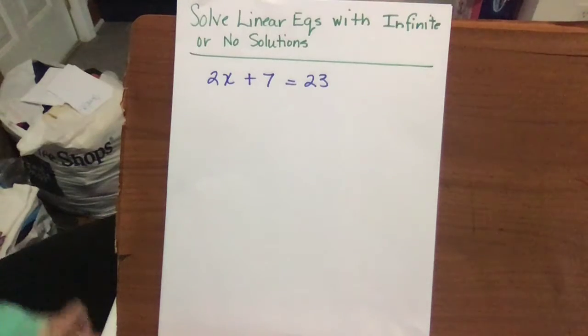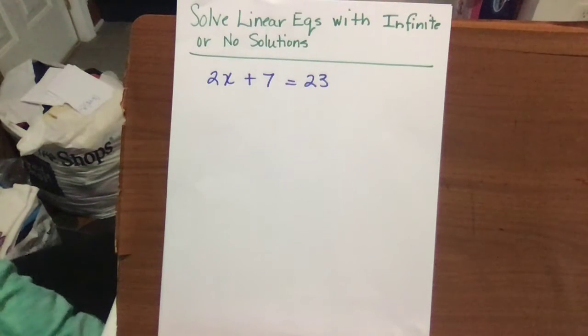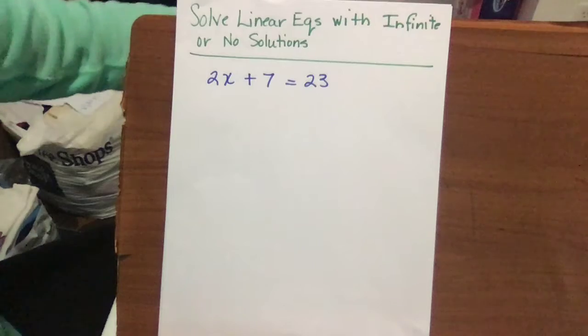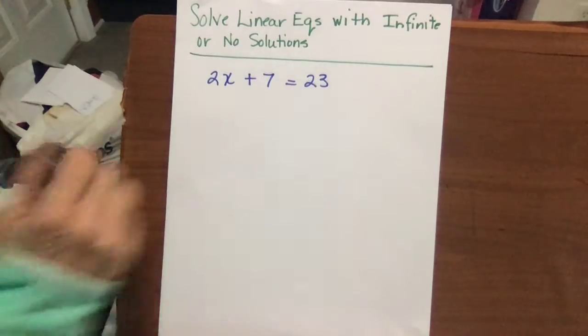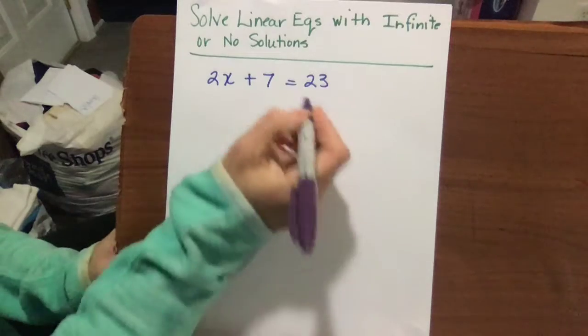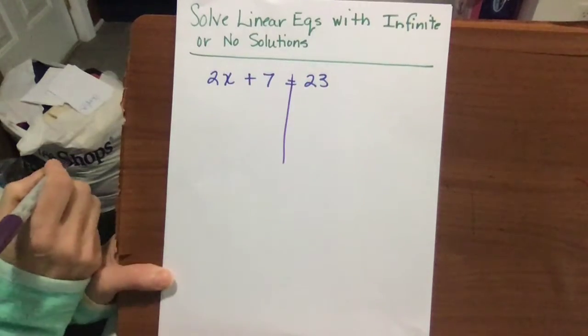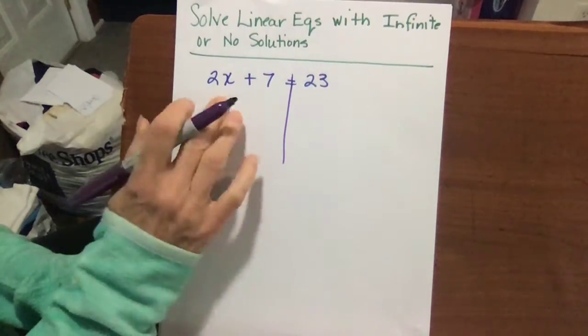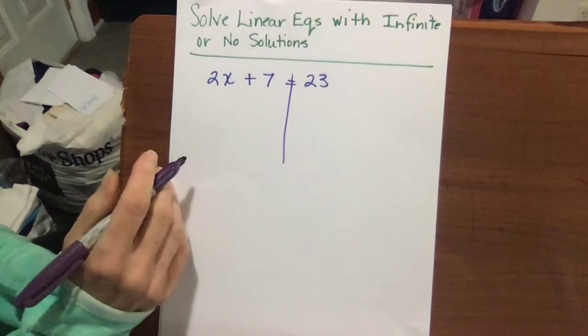All right, we're going to take a look at solving linear equations that have infinite or no solutions. To start off, we're going to start with 2x plus 7 equals 23. It's a pretty standard equation that we have seen. If it helps you, you can draw a line down the middle, so it splits your equation in two parts along the equal sign.